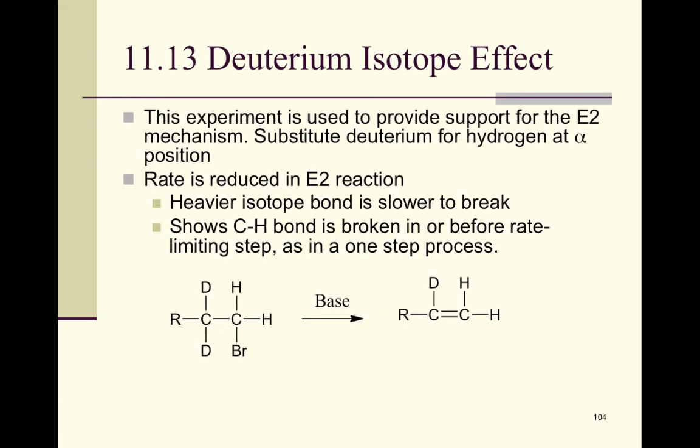Deuterium isotope effect. They use this experiment to prove and provide support for the E2 mechanism. They substituted deuterium for hydrogen at the alpha position. The alpha position is one away from the carbon that's going to undergo the reaction with the leaving group. So this would be one away, so this would be the alpha position. So instead of having hydrogen here, they put deuterium here. The rate is reduced in an E2 reaction. The heavier isotope bond is slower and weaker to break. This shows that the CH bond is broken before or in the rate-limiting step, as in one process.